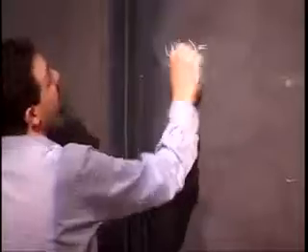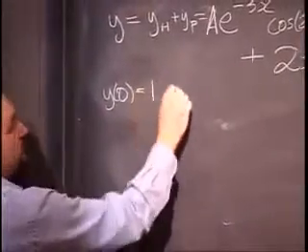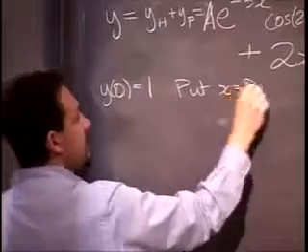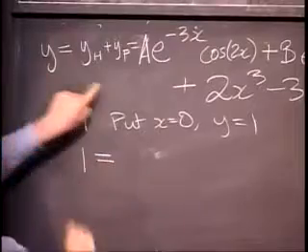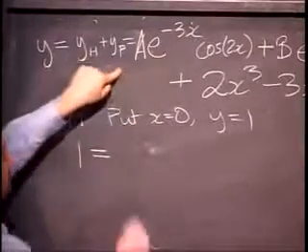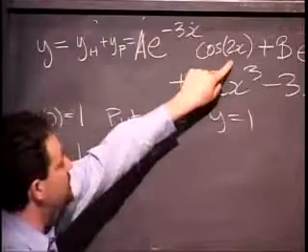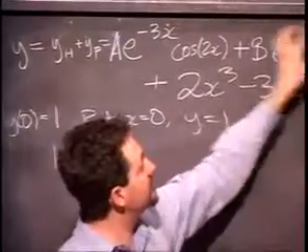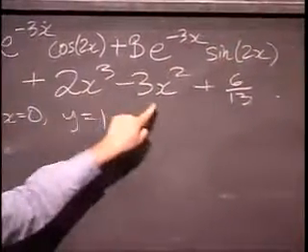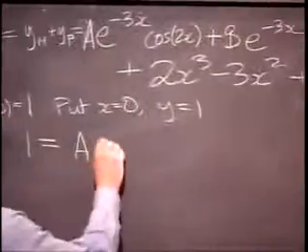Now, unfortunately, we have an initial value problem. It's unfortunate because we have to do more work. Now, one thing we know immediately, we know that y of 0 is equal to 1. So put x equals 0 and y equals 1 and see what we get. So you get 1 equals a e to the 0, which is just a, cosine of 0 is 1. So you just get a. On the other hand, sine of 0 is 0, so that term goes away. This is 0, and this is 6/13.